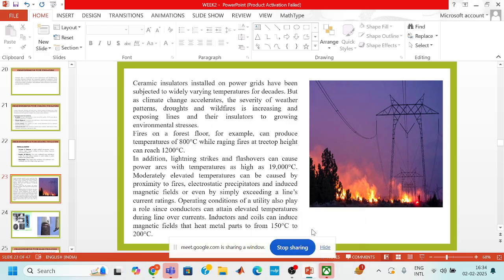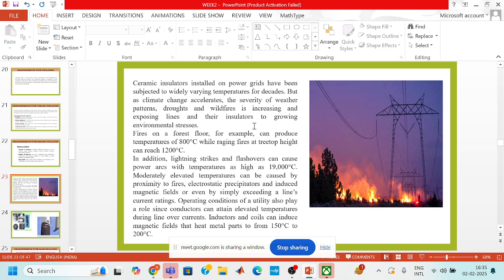Here you see ceramic insulators installed on power grids that have been subjected to widely varying temperatures for decades. But as climate change accelerates, the severity of weather patterns, droughts, and wildfires is increasing, and because of this, lines and their insulators are exposed to growing environmental stresses.